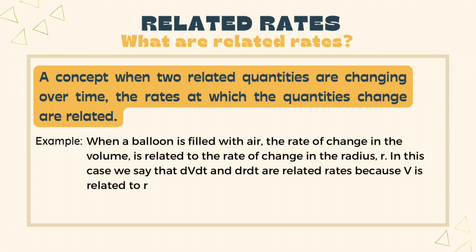So, what are related rates? Related rates is a concept when two related quantities are changing over time. The rates at which the quantities change are related. For example, when a balloon is filled with air, the rate of change in the volume is related to the rate of change in the radius. In this case, we say that dV/dt and dR/dt are related rates because V is related to R.